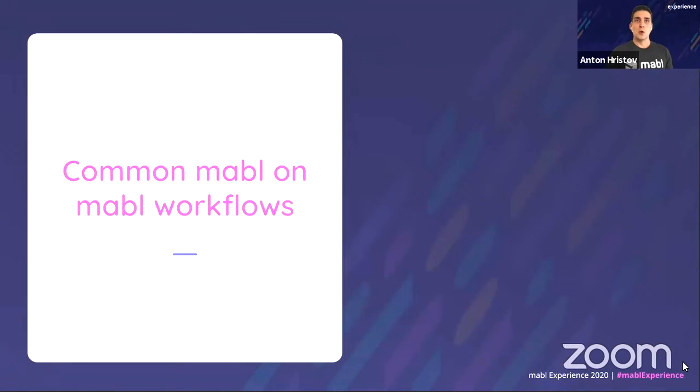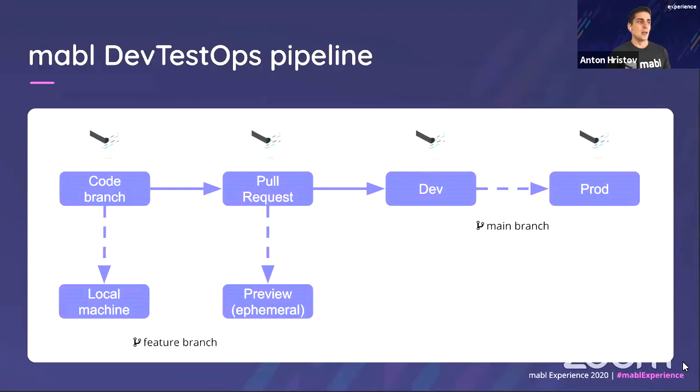Some of the common workflows that are typically associated with testing: we start from the local build, a code branch where an engineer can run mabl tests. Then an engineer would open a pull request where mabl tests run again against the preview environment. Then once things get deployed to development, we run tests on deployment. We also monitor our development environment on schedule.